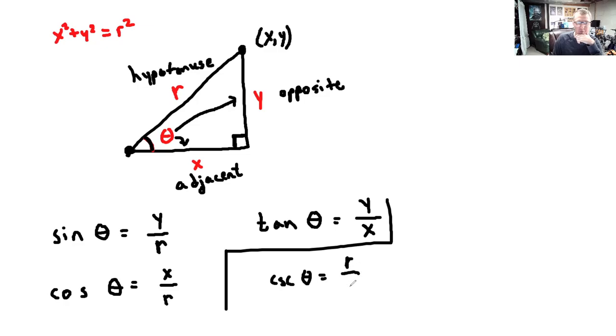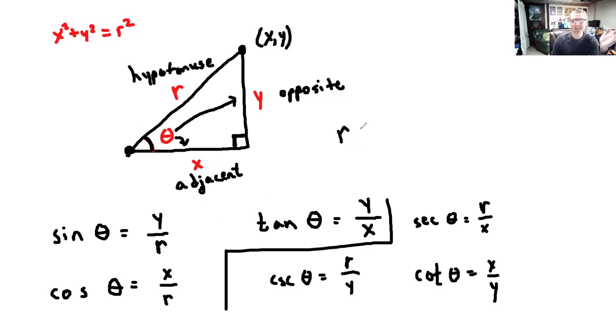Cosecant is always the reciprocal of sine, which is the radius over y, and secant is the reciprocal of cosine, which is the radius over x, and cotangent is the reciprocal of tangent, which means it's x over y. And there's some stipulations here. We can't be working with a radius zero circle. Radius cannot be zero. If it were, we'd be asking ourselves, what circle? What triangle? We'd be dealing with a point here.